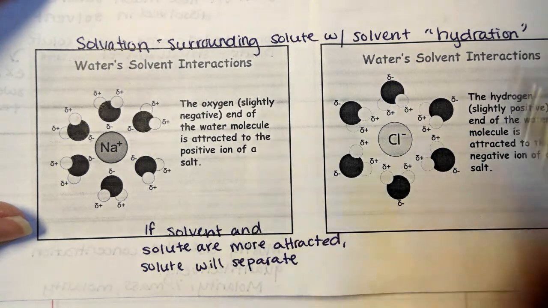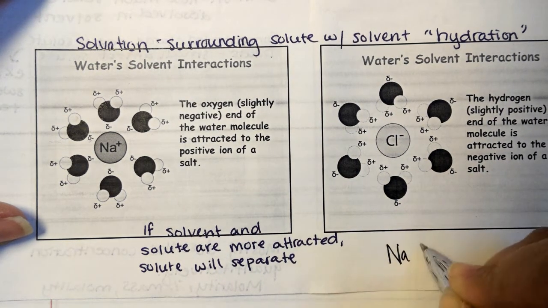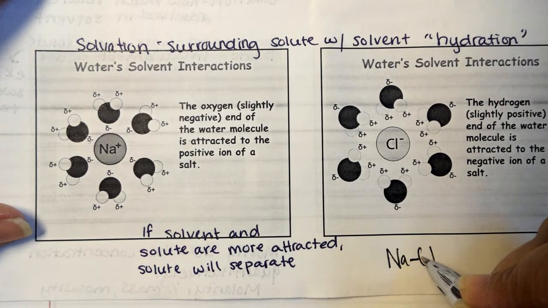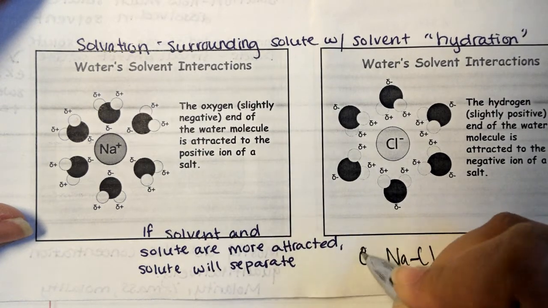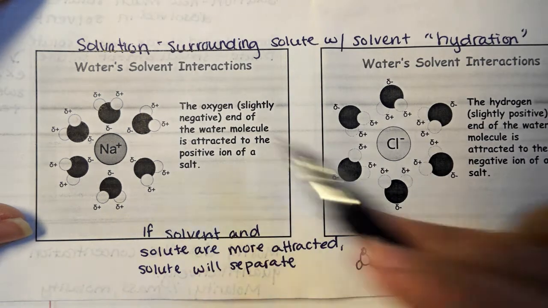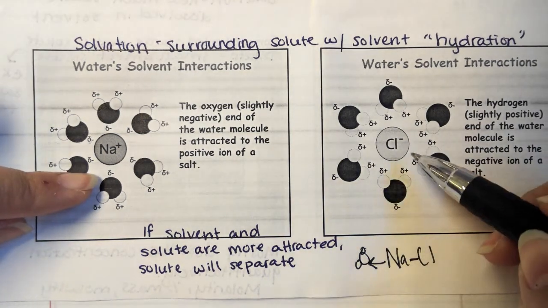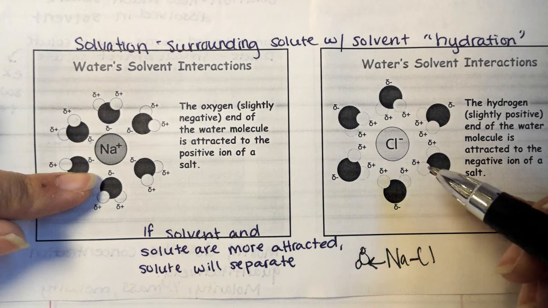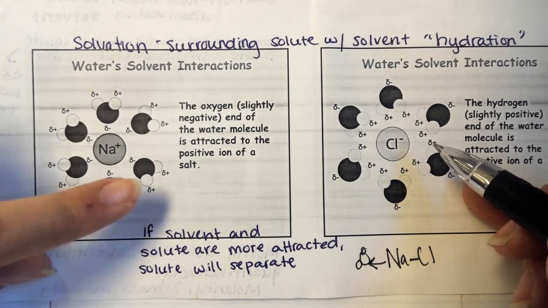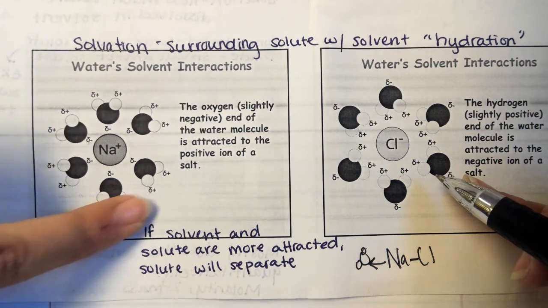So that means if I was looking at sodium and chlorine and their bond here, okay, this bond is weaker than their attraction to a water molecule, okay? So instead of sodium and chlorine sticking together, because of their weaker attraction than they have with water, they are going to separate and let water surround them.